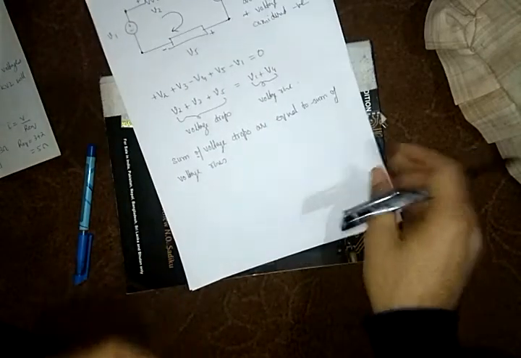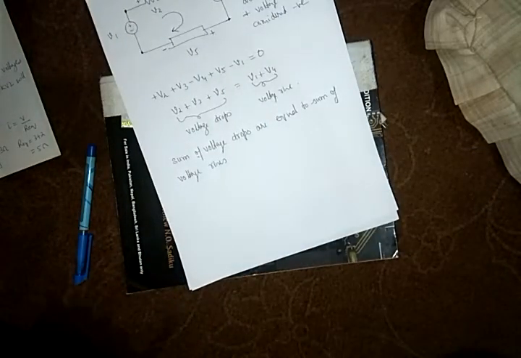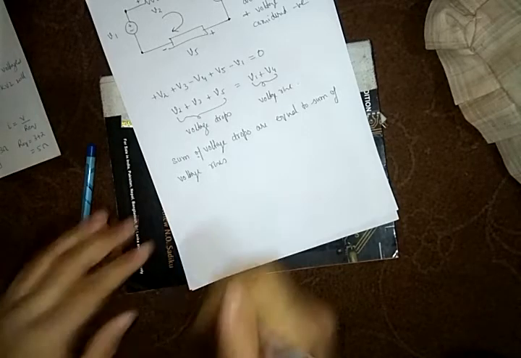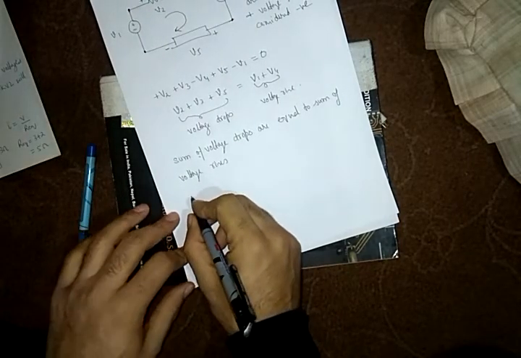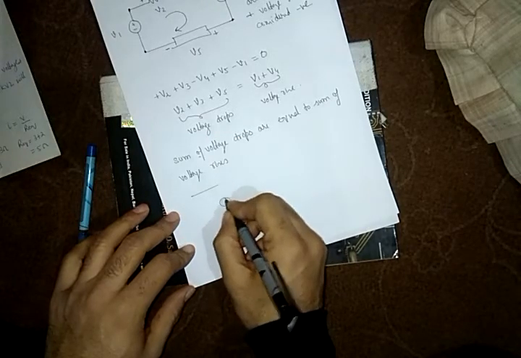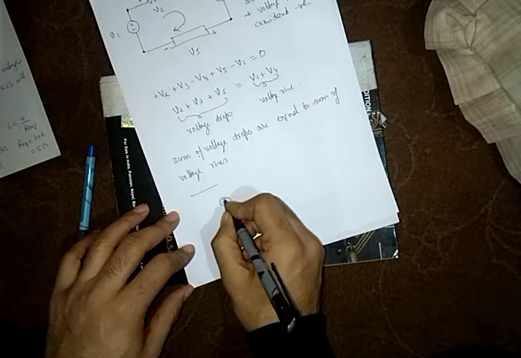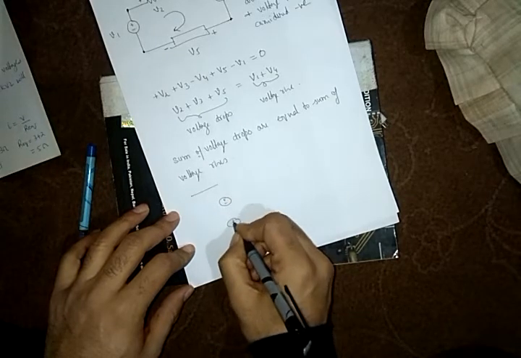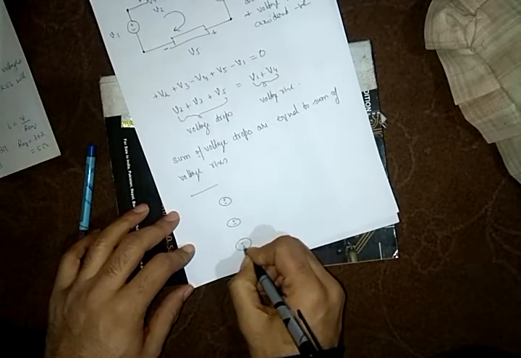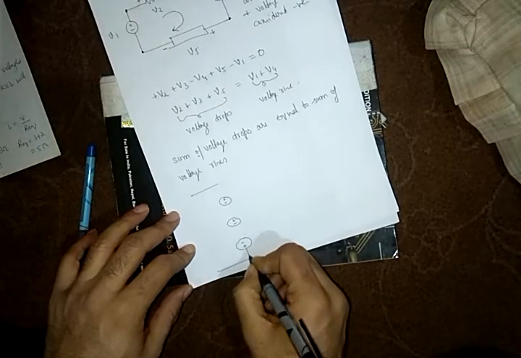So let me explain one more point. We say when voltage sources are connected in series. Suppose I have 3 voltage sources, 1, 2, 3, plus minus, plus minus, minus plus.